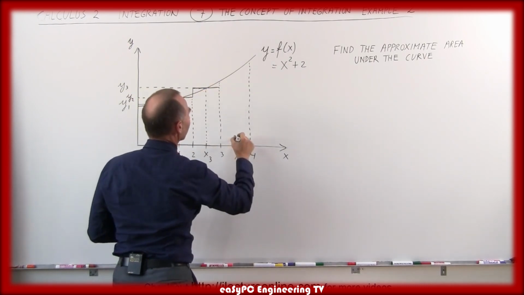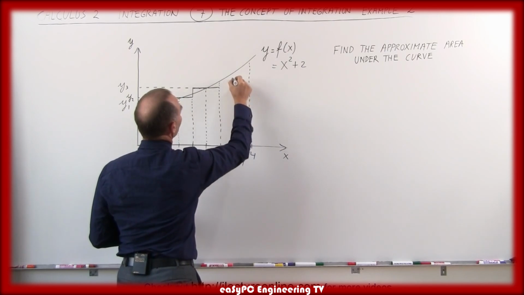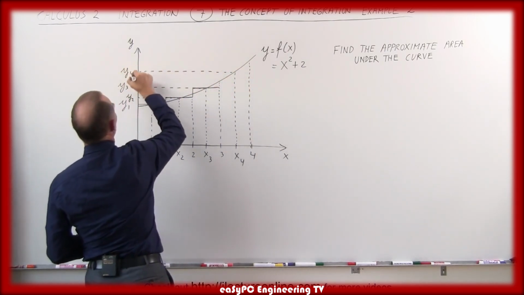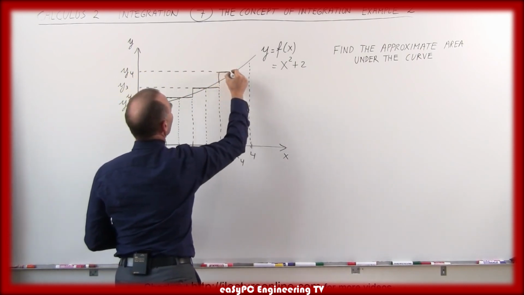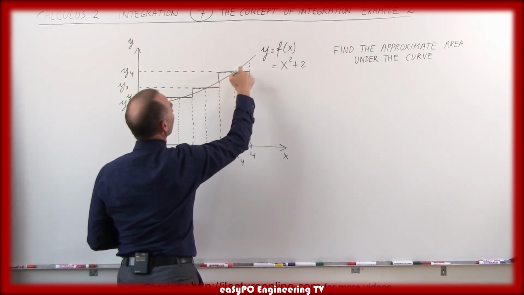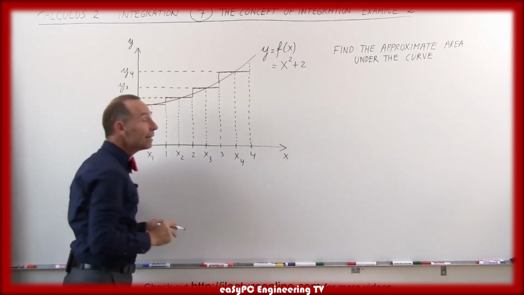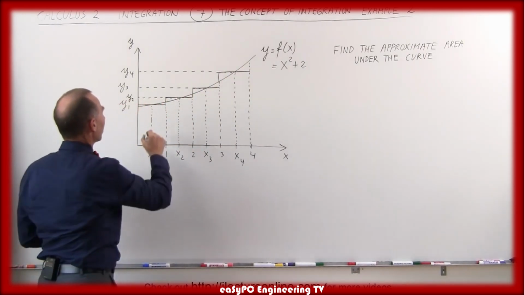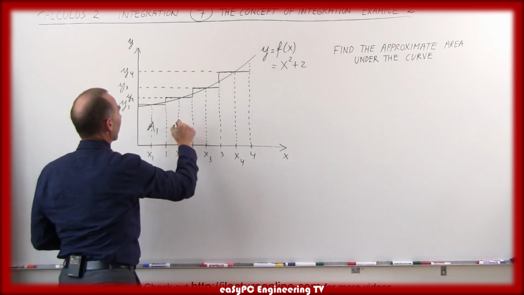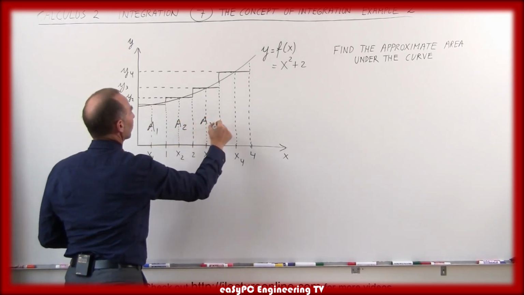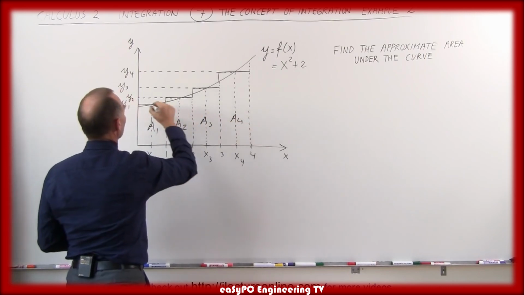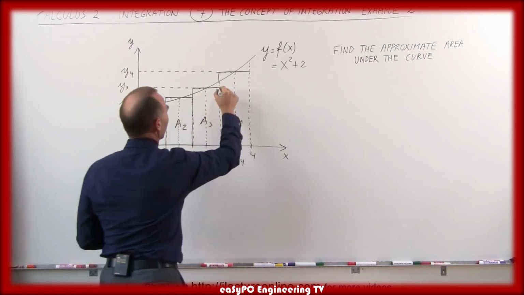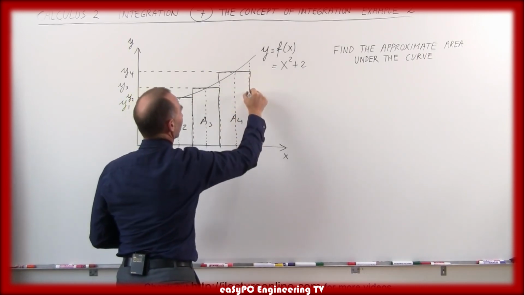And finally, find the height of the fourth rectangle. We come up here. This will be the height of the fourth rectangle, y sub 4. When we draw the rectangle like this, notice we have some excess here, but a little bit lacking there, and they should almost cancel one another out. Again, if we call this a sub 1, call this a sub 2, call this a sub 3, and a sub 4, so this would be the first rectangle, like this. This would be the second rectangle, the third rectangle, and the fourth rectangle.